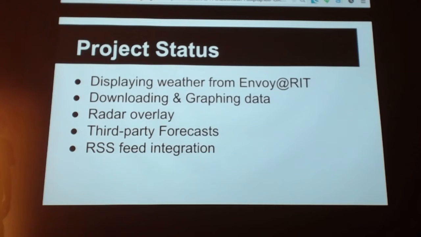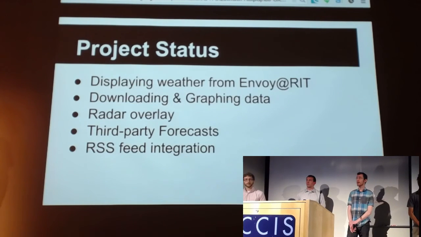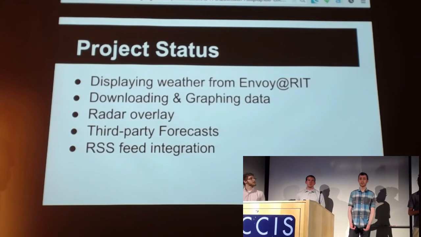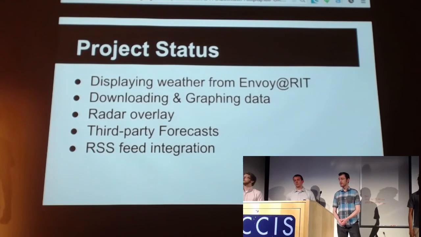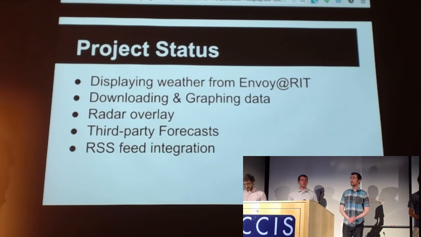So where are we at right now with our project? Well, we've met our core features. We're displaying weather from the Envoy at RIT. If you look up on top of the sustainability building, there's a sensor there, and we're pulling information from that. We are now downloading and graphing data. So if you want to see historical trends in rainfall or outside temperatures at RIT, you can go do so. And if you wish to download weather data for use in personal projects or academic projects, you can do that. We have a sweet radar page, which we'll show off later, where we've overlaid radar information on top of a picture of Rochester. We've integrated some third-party forecasts, and we've also integrated some RSS feeds.